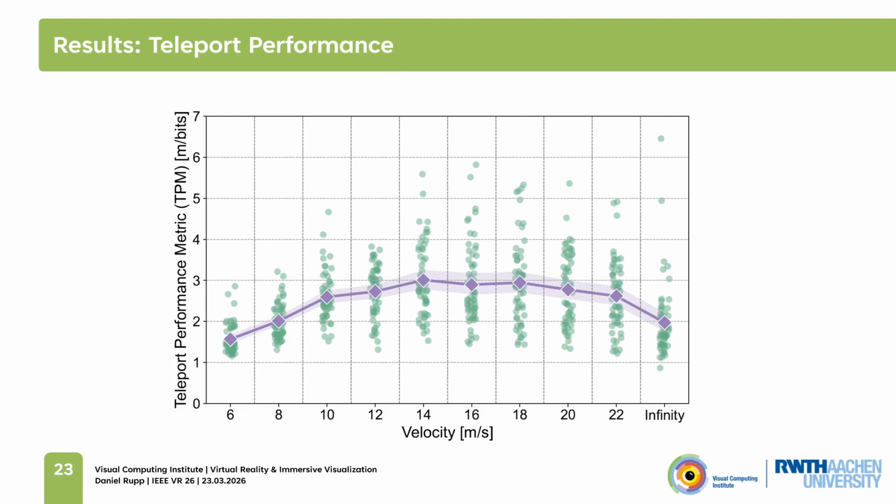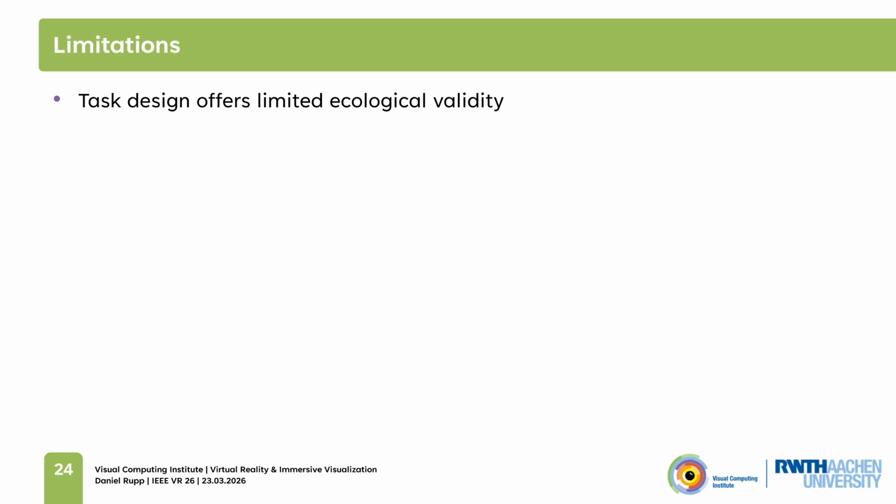That brings me to the limitations. First of all, our task design had a lower ecological validity, as our virtual environment did not include any elevation changes or rotation, and participants only had to teleport forward. This was, however, necessary to establish a clear causal relationship between the initial projectile velocity and the selection distance, but future work should further evaluate this in more practical use cases.